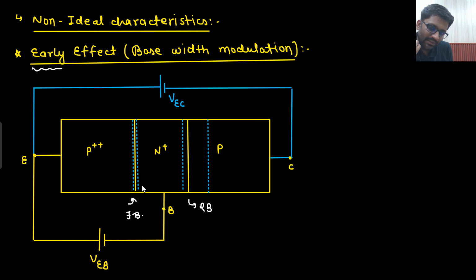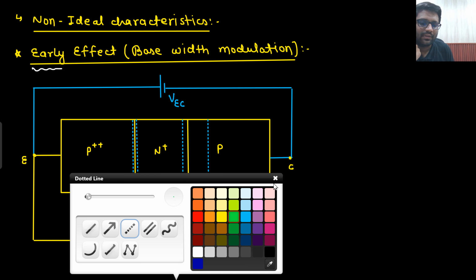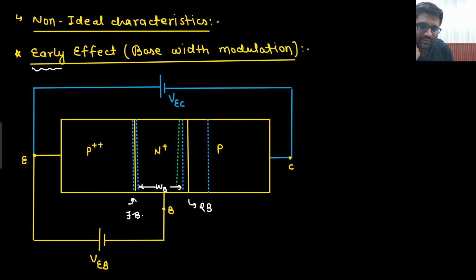So initially this was my base width. This is our neutral region base width. As I increase the reverse bias, what will happen? The neutral region base width will go down.